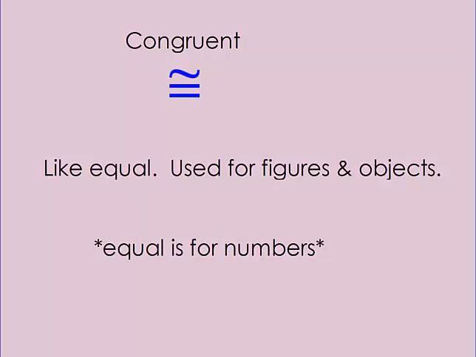Congruent. So congruent is a word we're going to use a lot in geometry. It looks like this sign right here. It's got the equal bars and it's got the squiggly line on top. So what is congruent? Well, it's used like equal, but it's used for figures and objects. So instead of equal, which is usually used for numbers, we use congruent when we're talking about the figures and objects in geometry.